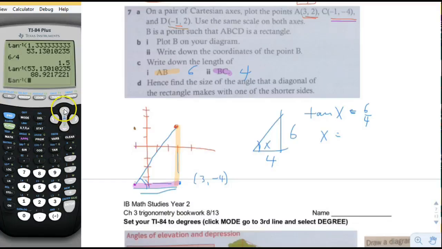Messed up. Inverse tangent, and then we're going to go up and grab 6 divided by 4, which is 1.5. The answer is 56.3 degrees. Okay? And that was the answer to that one.